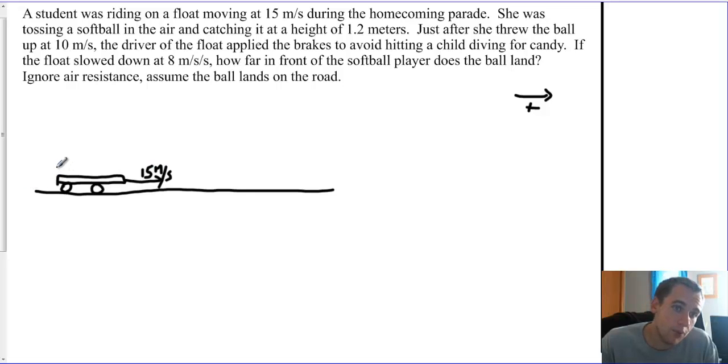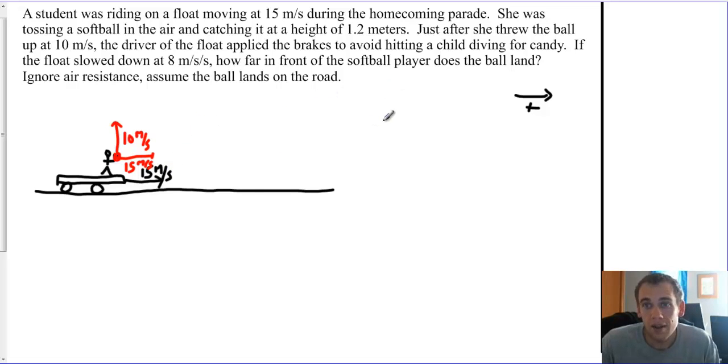Okay? She was tossing a softball in the air and catching it at a height of 1.2 meters. So here's my person riding on the float. She's tossing a softball, which is different than the float, different than her. So she's tossing this softball, and it's getting an initial speed up of 10 meters per second. Now, she's also riding on the float, so the ball is also moving this way at 15 meters per second, right? If they're together initially, then they have the same speed initially.